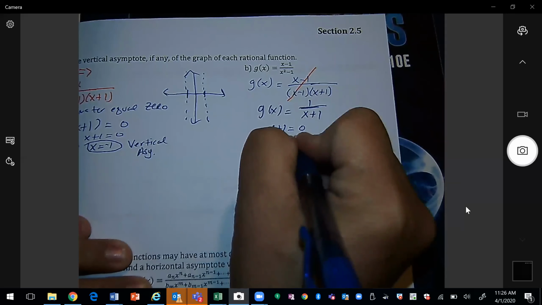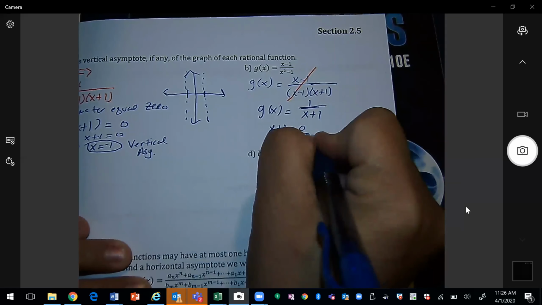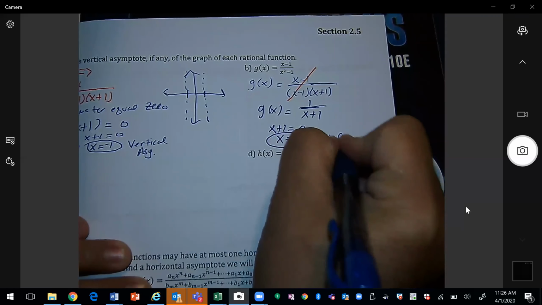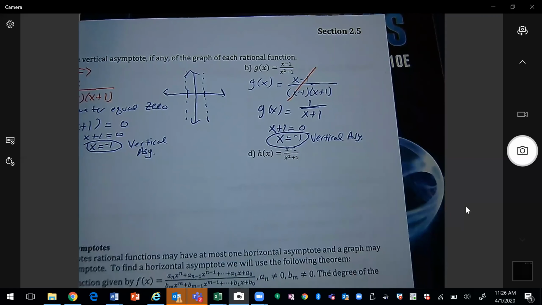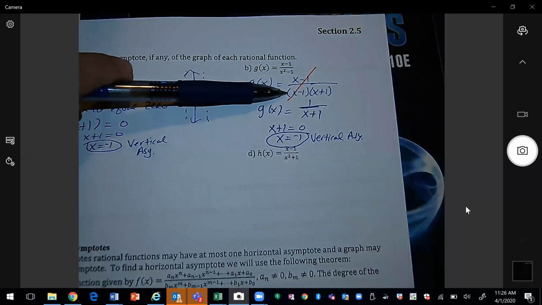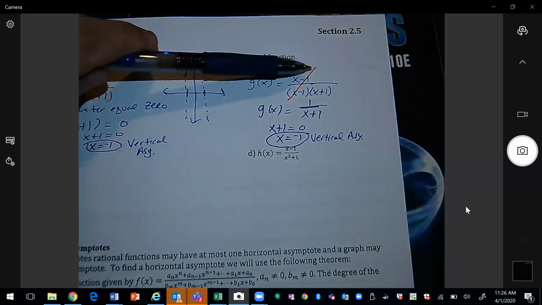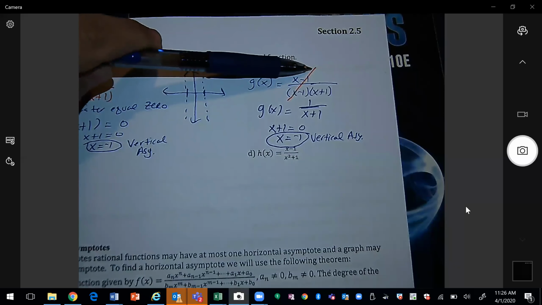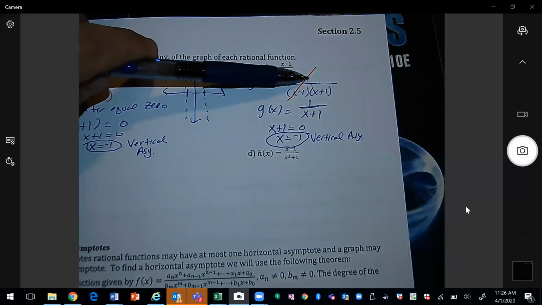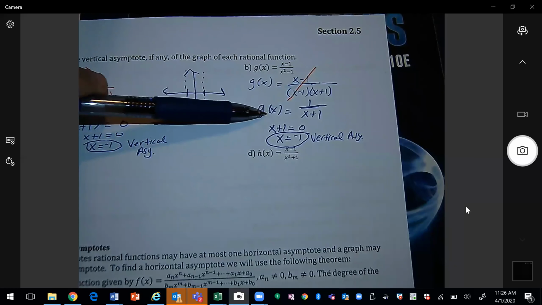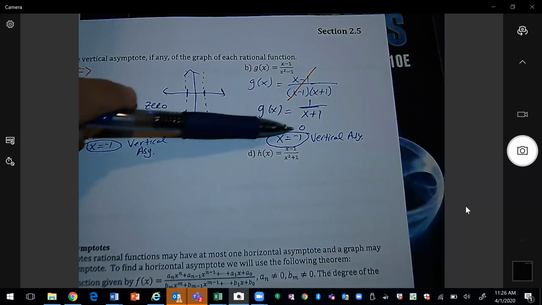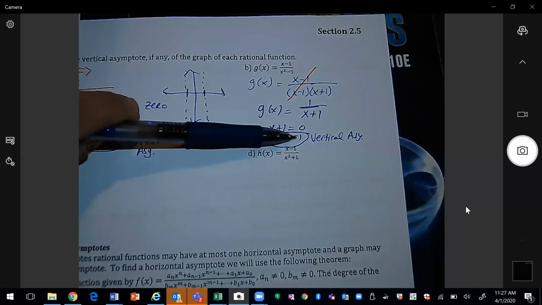So x is equal to -1. This is your vertical asymptote. Okay, so again, the first step is factor completely, which I did here. Second step, or it's still part of the first step, cancel any like terms, which I did here. And then the second step is set the denominator equal to 0. And so we get x equals -1.